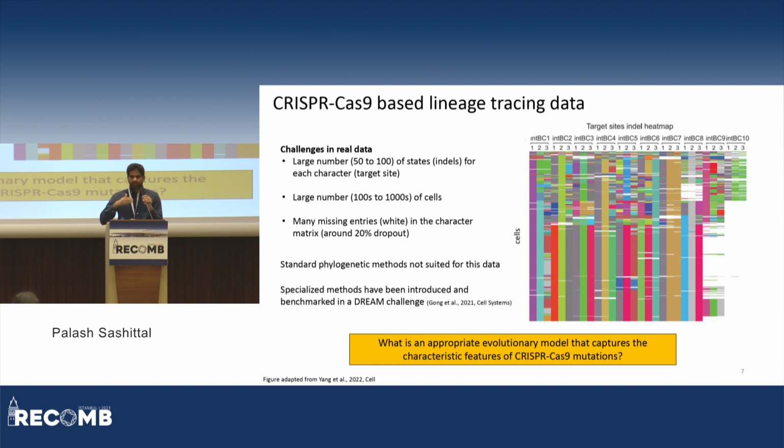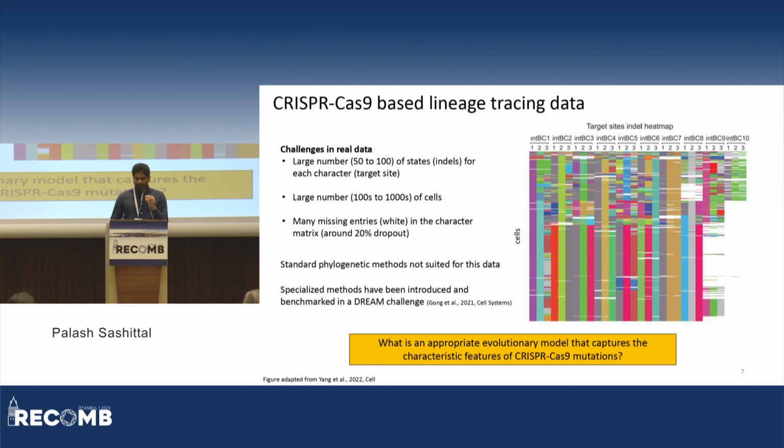Because of these particular challenges in real data, standard phylogenetic methods are not really suited for phylogeny reconstruction on this kind of data. And specialized methods have been introduced, and recently they were benchmarked in a DREAM challenge for lineage tracing. What we were interested in looking at is what would be the most appropriate evolutionary model that captures all the characteristic features of CRISPR-Cas9 mutations.